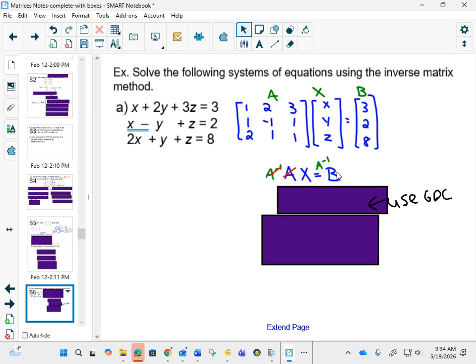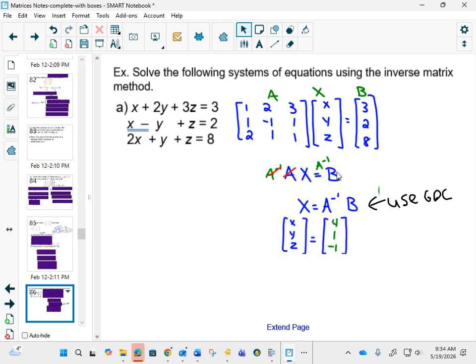So then to get x by itself, we multiply by A inverse in the front. You have the A and B typed into your calculator, so you type in A inverse B into your calculator. Did you get 4, 1, negative 1?